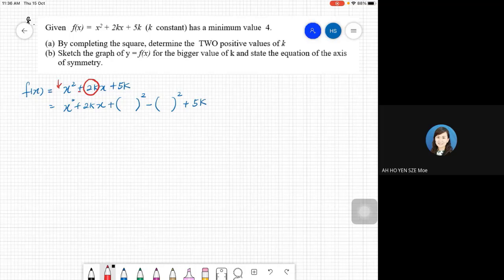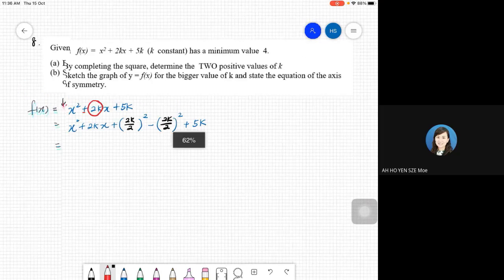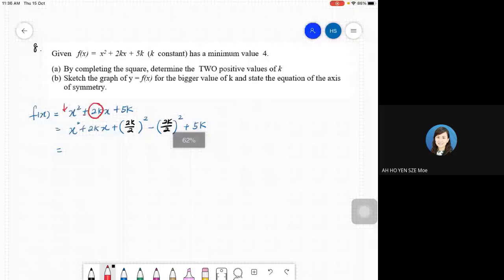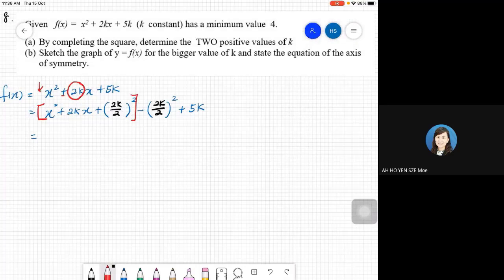Okay, so you need to fill up here 2k over 2. 2k over 2. Okay, it's the same thing. So after that, from there, you can use the first 3 terms. Take the first 3 terms, rewrite it as a perfect square. Take them both with the square and combine it into the perfect square.